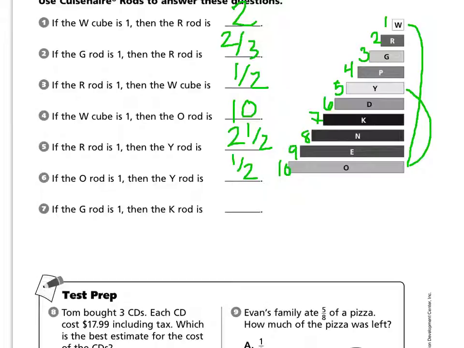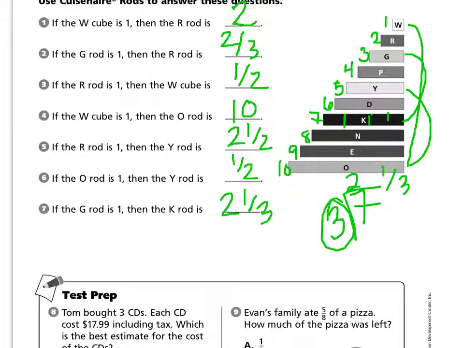For number 7, if G is 1, then what's K? So I have 2 full ones in here because G is 3 and K is 7. So that would take care of that with 2 full ones, but then I have 1 left over, which means I have 1/3. So I have 2 and 1/3. The reason why it's 1/3 is that I have 1 left. So I have 7 divided by 3. It goes in 2 times. 1 is left over out of how many? 3. So 2 and 1/3.